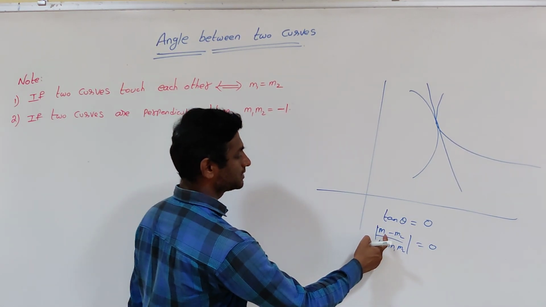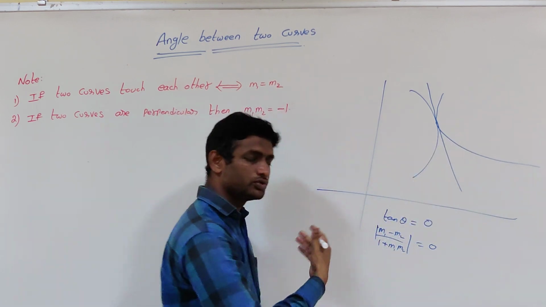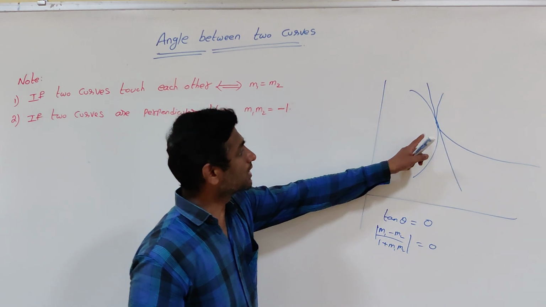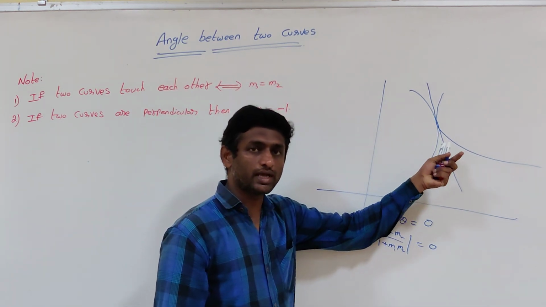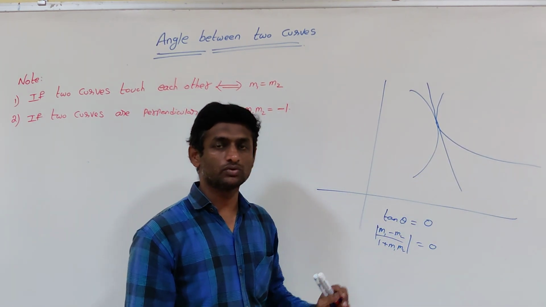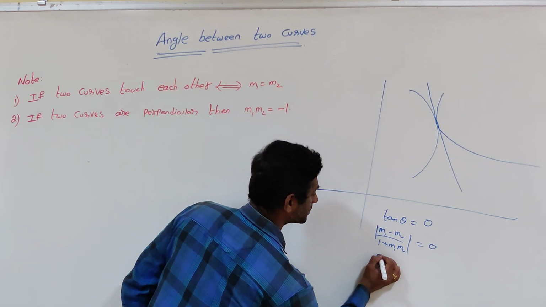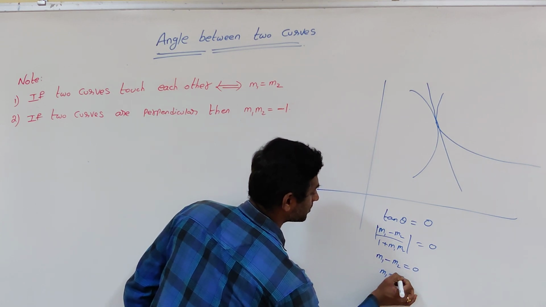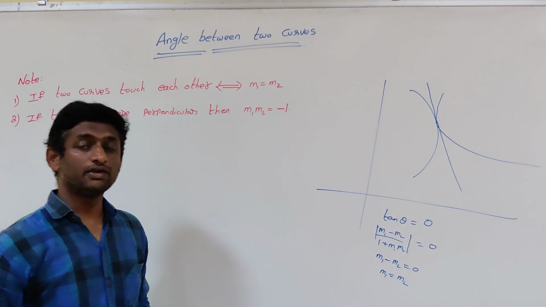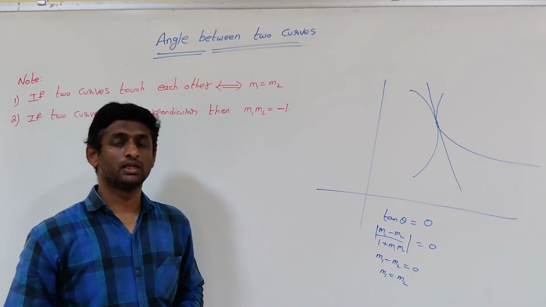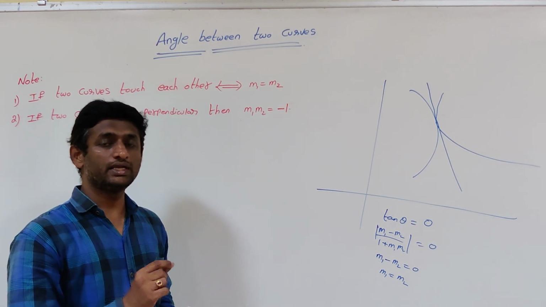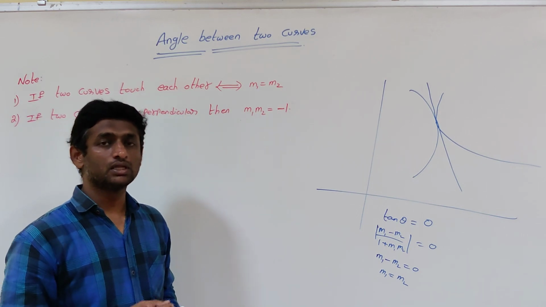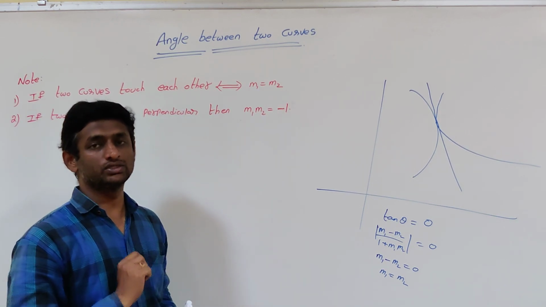And what is this? It is the angle between the two curves. Assume that there are two tangents, but as the two curves touch each other, there is no separate tangent, so the angle between them is 0. So m1 minus m2 is equal to 0, meaning m1 is equal to m2. If the slopes are equal, then we can have only a common tangent, only a single tangent.